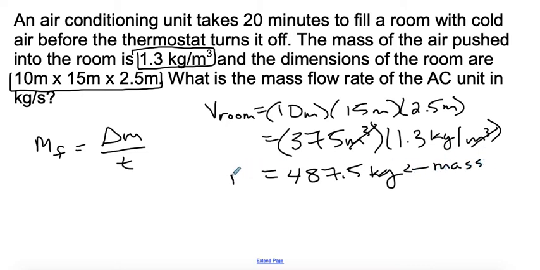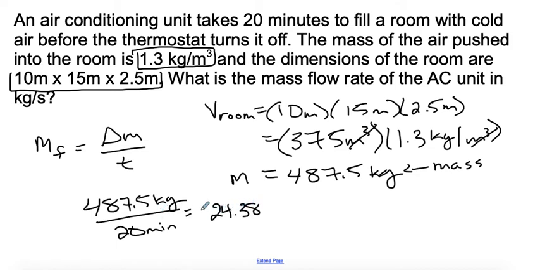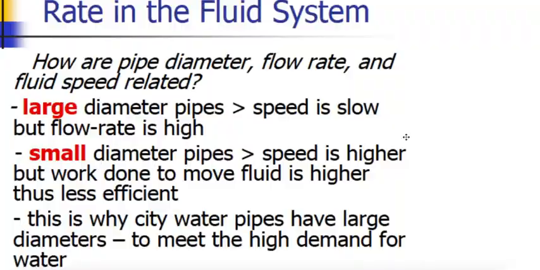So now we can figure out our mass flow rate by using that mass and that time. Mass flow is the change in mass, which is 487.5 kilograms, over the time, which is 20 minutes. So we'll just divide those two, and you're going to get 24.38. And then we have to think about our units here. We have kilograms and minutes, so that is kilograms per minute.